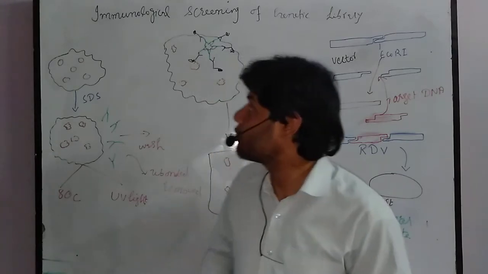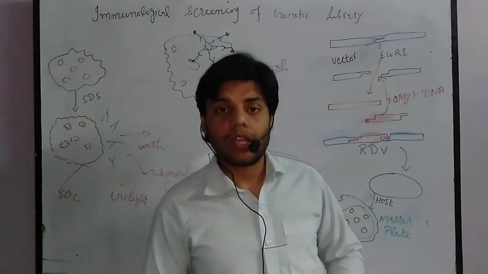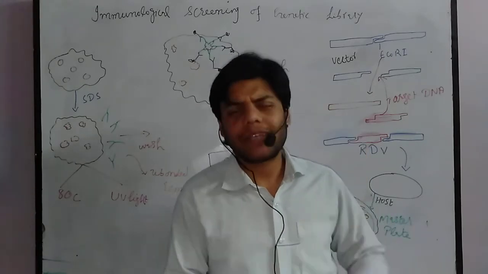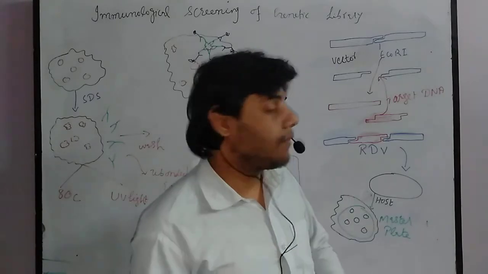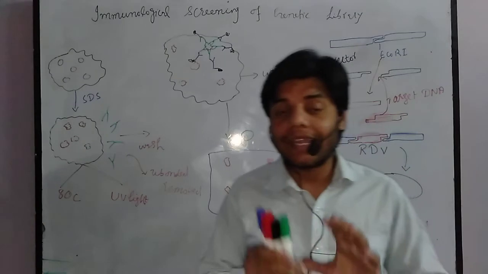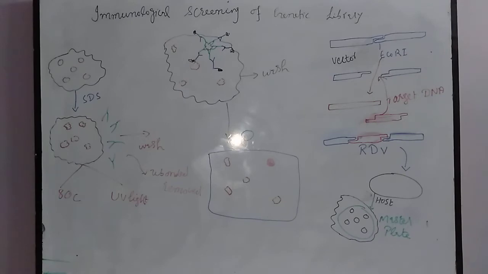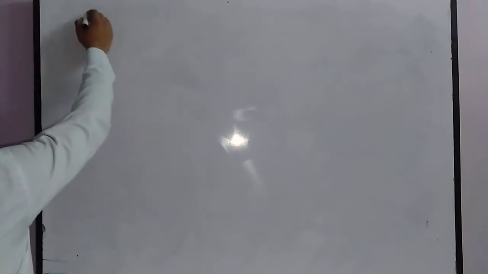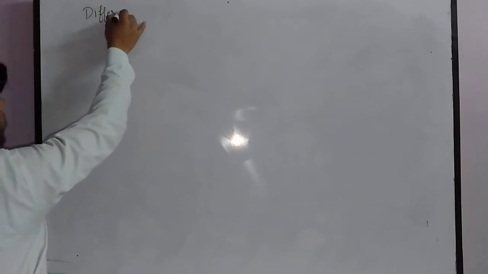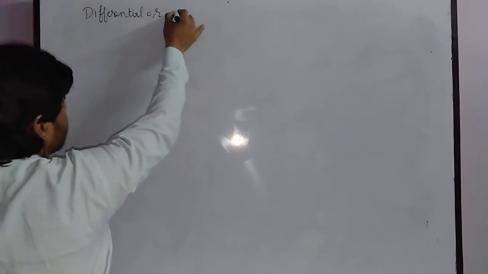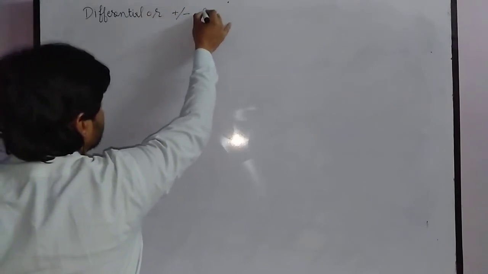In this video lecture, we are going to talk about the differential screening technique, through which we can identify the colony or the bacterial cell, the host cell, having our recombinant DNA vector. Okay, so let me clean the whiteboard and let me start. Let me write differential, or plus minus screening.